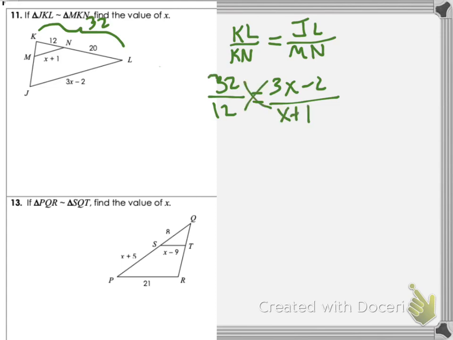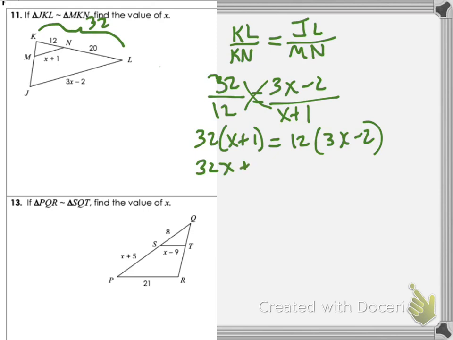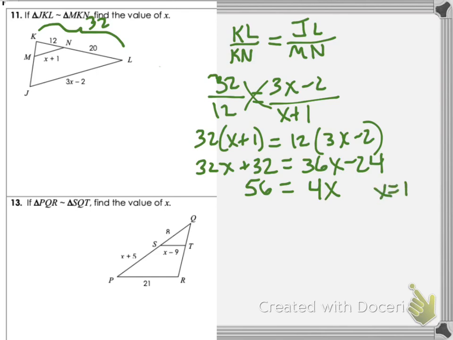And we're going to cross multiply. Distribute. I'm going to subtract 32x from each side, so that gives me 4x over here. And then I'll add 24 to both sides, so that gives me 56. So what's 56 divided by 4? It's 14. And then it just wants the value of x, so we're done here.